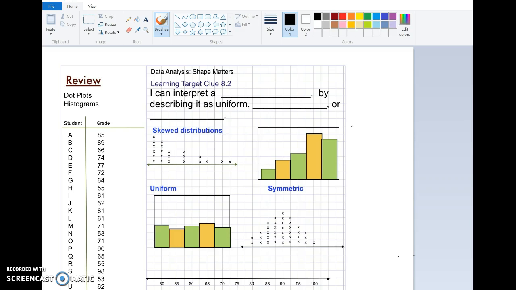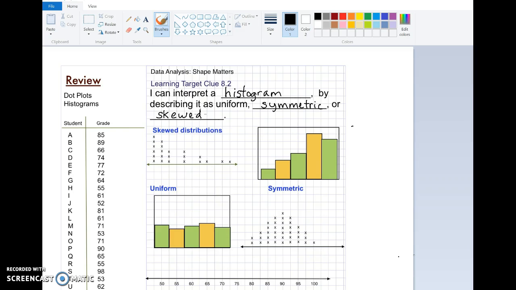I can interpret a histogram, so write the word histogram, by describing it as uniform, symmetric, or skewed. So make sure you have that written down.